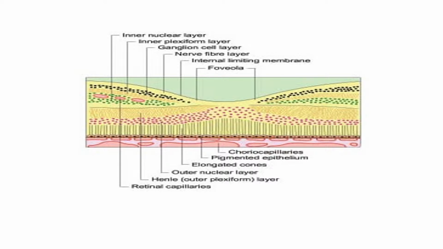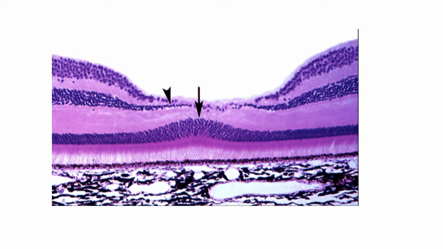This is the microscopic image of the foveola. These are the layers: inner limiting membrane, nerve fiber layer, ganglion cell layer, inner plexiform and inner nuclear layer, retinal capillaries, Henle layer, outer nuclear layer, elongated cones, pigment epithelium and the choriocapillaris. This is the histological image of the foveola.